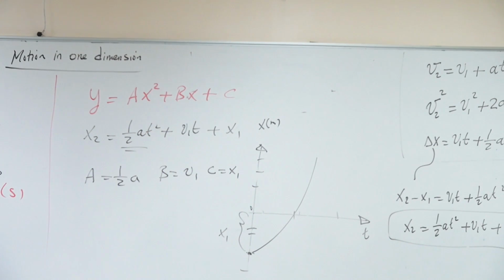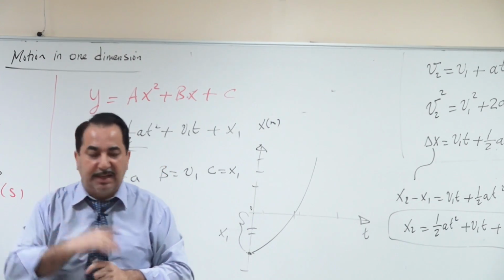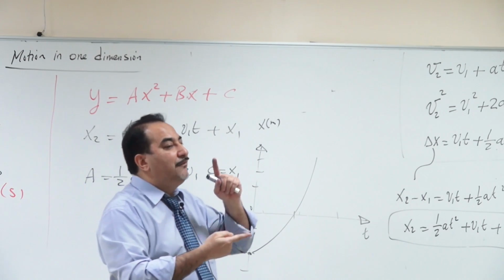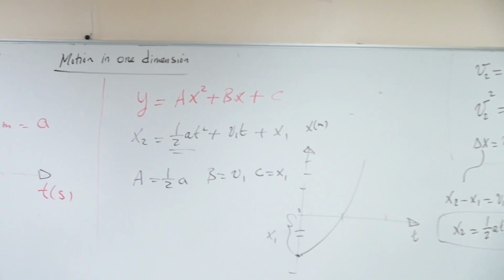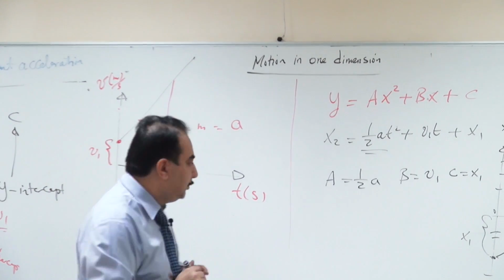Constant. So now you know that if the x(t) function is second degree, it means the acceleration is constant. If you have a v(t) function and it's linear, it means constant acceleration. Okay? Now think in calculus.